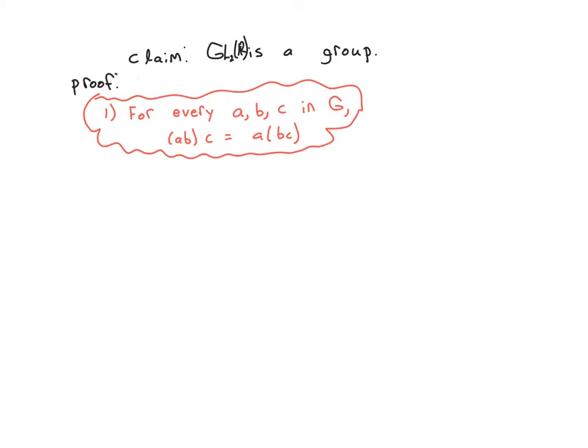So our claim is that 2 by 2 matrices with real entries and non-zero determinant form a group under multiplication. Let's prove it. First we have to show associativity. We remind ourselves what that means. This is not part of the proof, it's just a thought bubble. For every 3 elements in the group, AB times C is equal to A times BC. So order of parentheses doesn't matter.